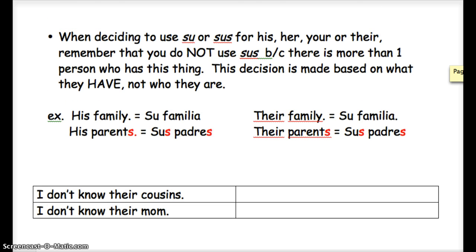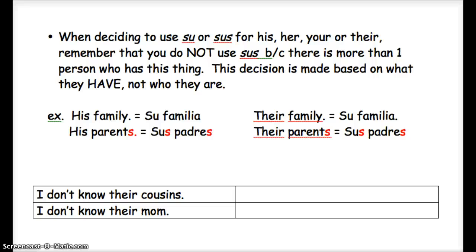So one thing that is confusing to students, I've seen this trip students up over the years that I've taught Spanish, is deciding when to use su or sus for his, her, your, or their. Remember that you do not use sus because there is more than one person who has this thing. This decision of whether to use su or sus is based on what they have, not who they are.